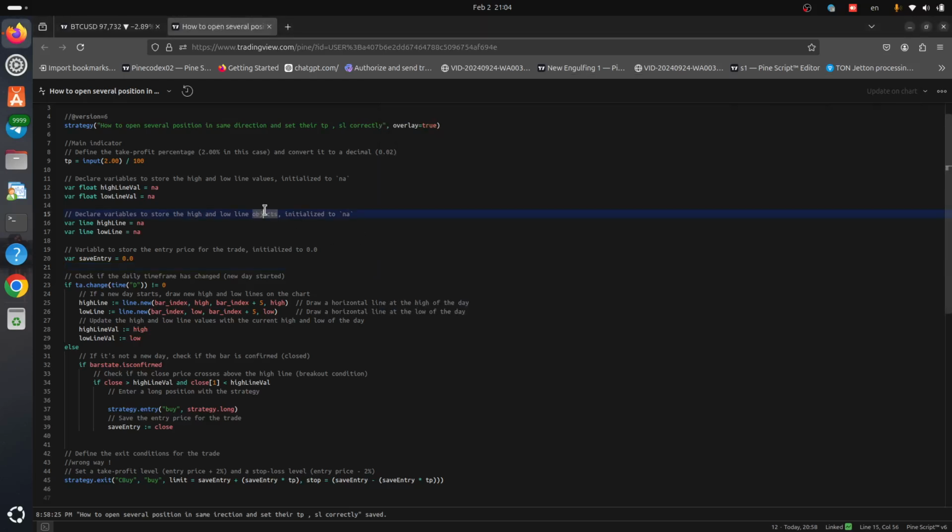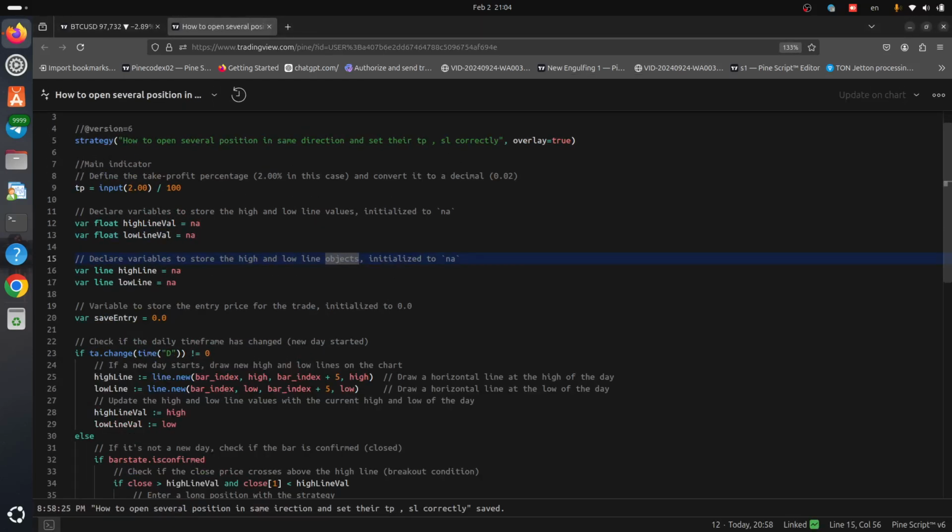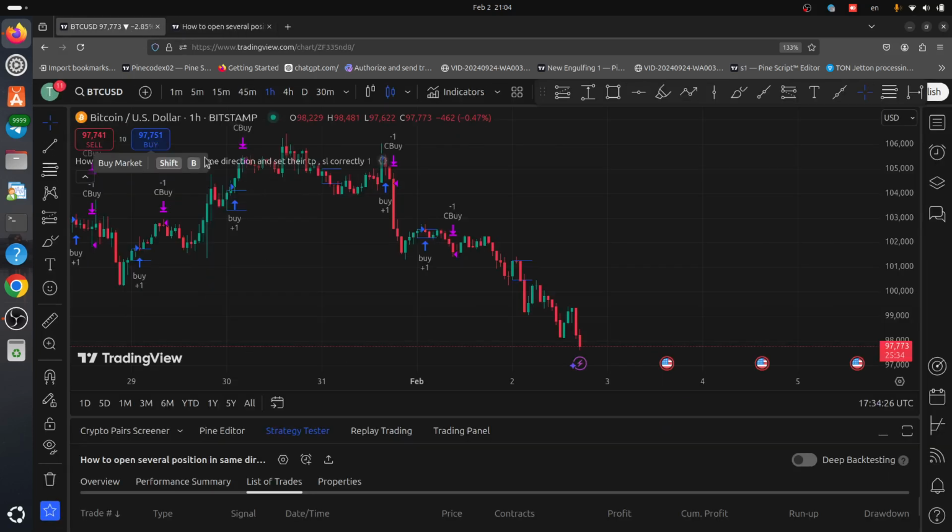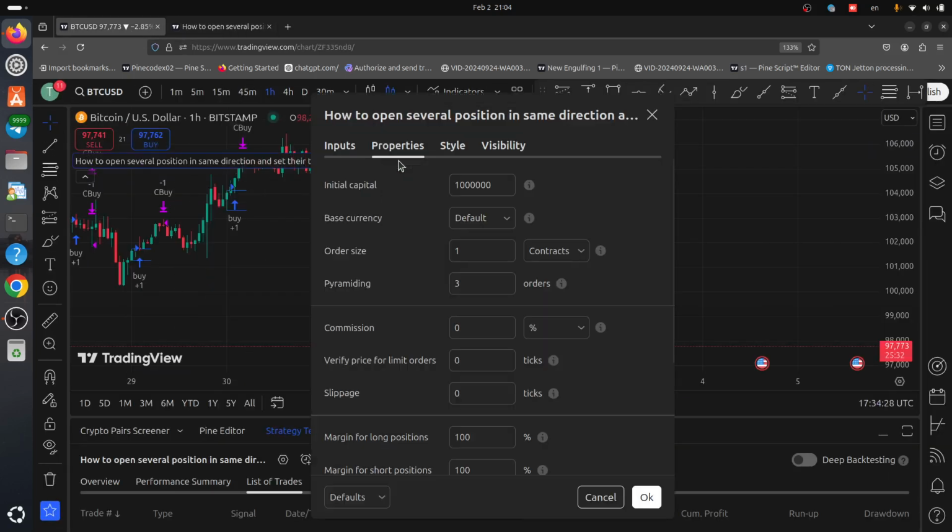Hi, in this lecture we talk about how we can open several positions in the same direction and set their TP, their take profit, and stop loss correctly. For that we use pyramiding. We should set a number more than one, for example 3.